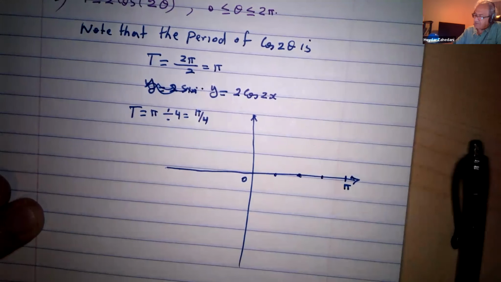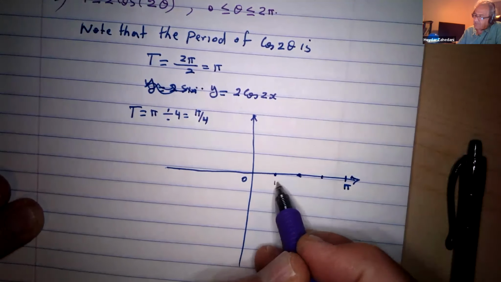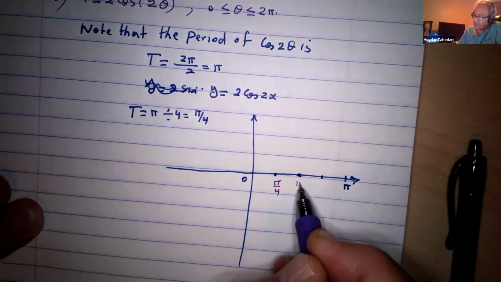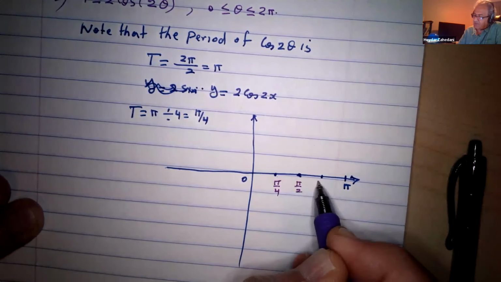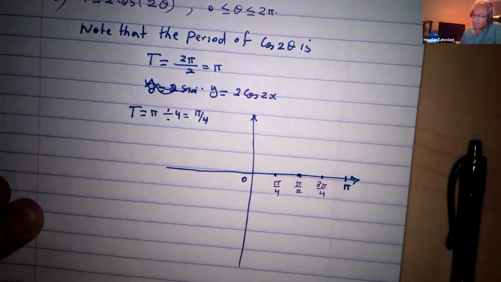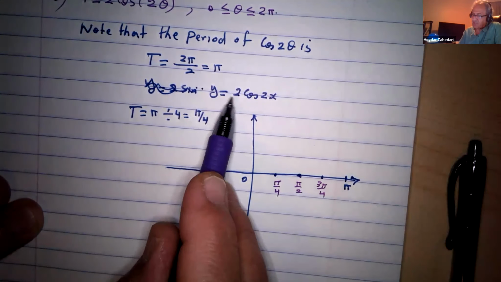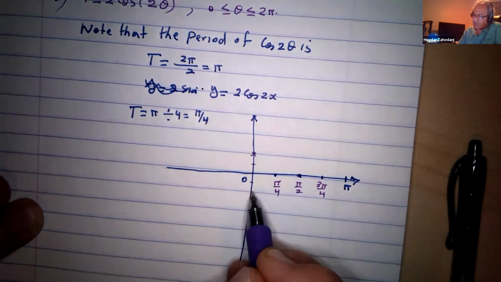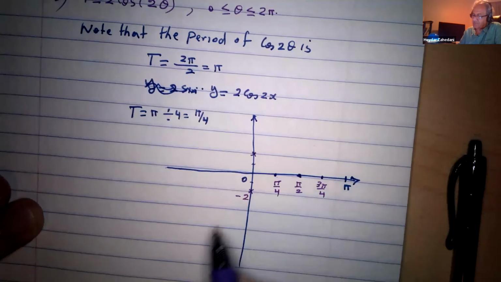4 parts. So this is the pi/4. Pi/4 and pi/4, this is the pi/2. Another pi/4 is going to be 3pi/4 and the pi. So the range of the function is 2 and -2. So we go up 2 and we go down -2.